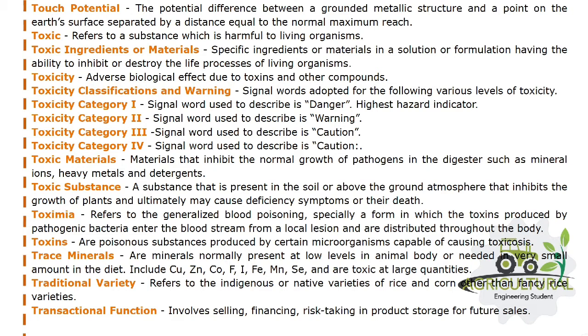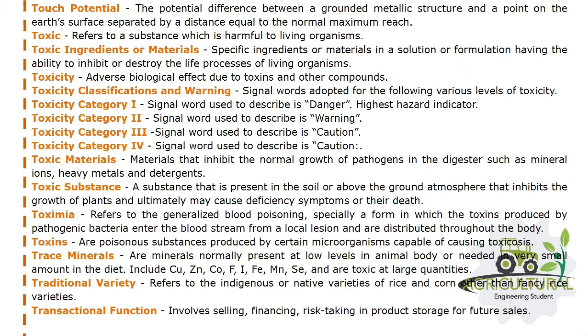Toxemia, refers to the generalized blood poisoning, especially a form in which the toxins produced by pathogenic bacteria enter the bloodstream from a local lesion and are distributed throughout the body. Toxins are poisonous substances produced by certain microorganisms capable of causing toxicosis. Trace minerals are minerals normally present at low levels in animal body or needed in very small amount in the diet. Include copper, zinc, cobalt, fluorine, iodine, iron, manganese, selenium and are toxic at large quantities.